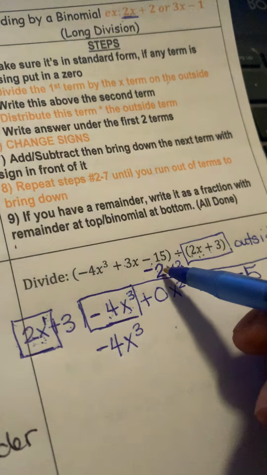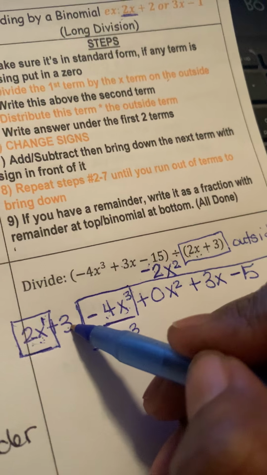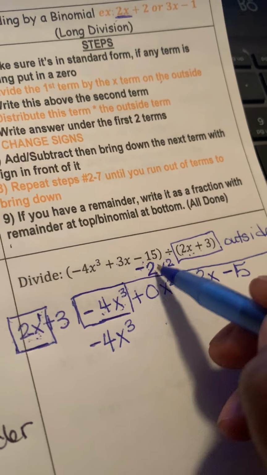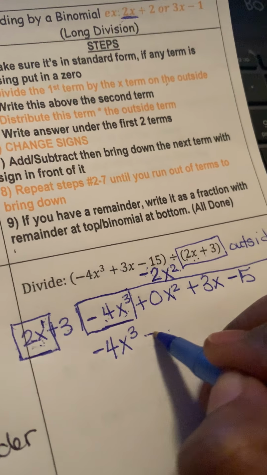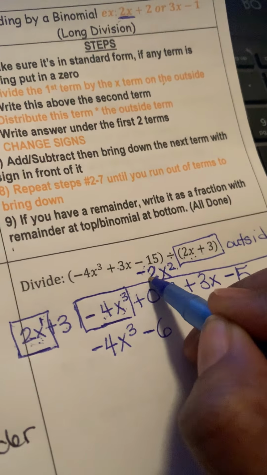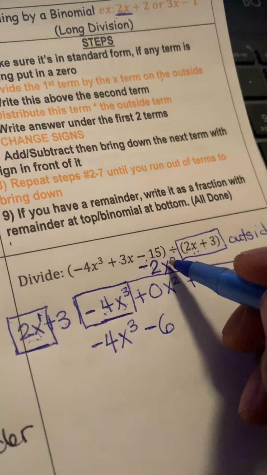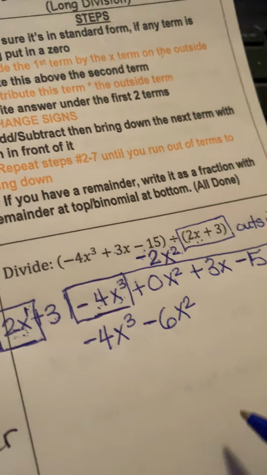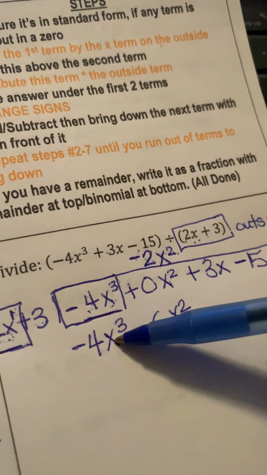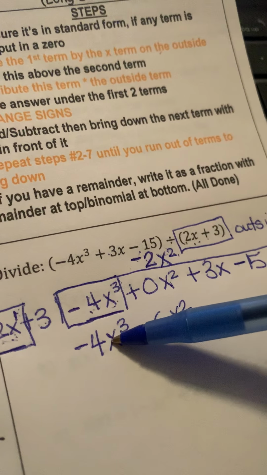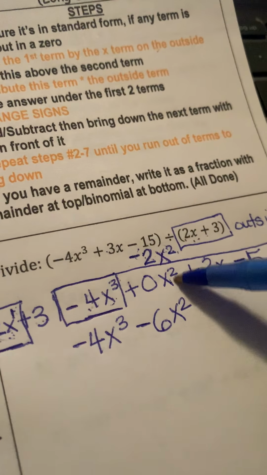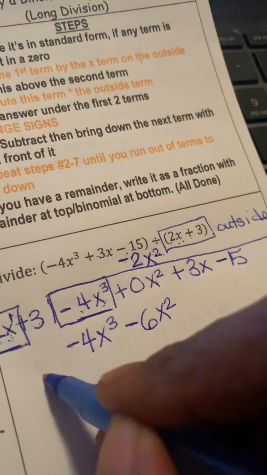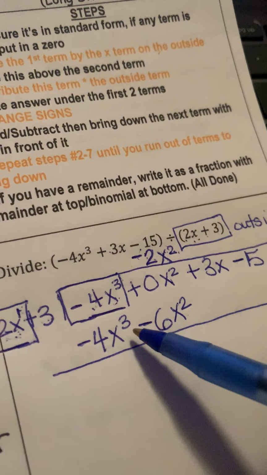I'm not done. I have to distribute this also to the second term. So 3 times negative 2x squared will give me negative 6, because negative 2 times 3. And then since this term has an x squared, I will end up having an x squared. You know you did something wrong if the first term doesn't match and the variable under the second terms do not match. That's how you know you forgot something. All right, now we draw our line.